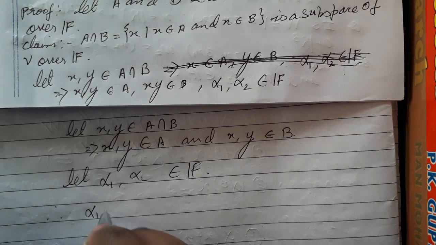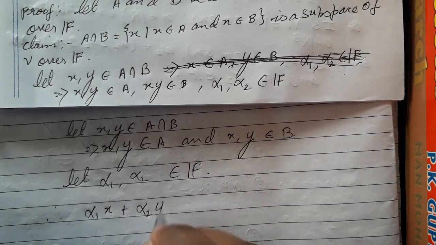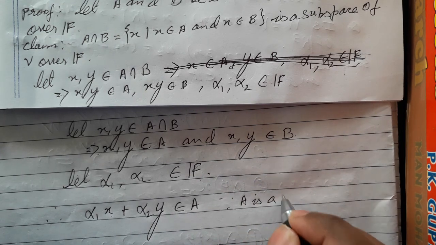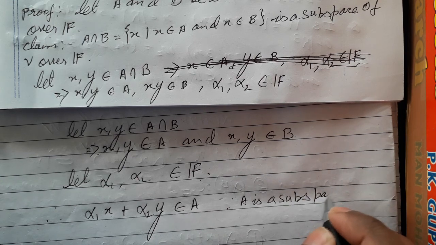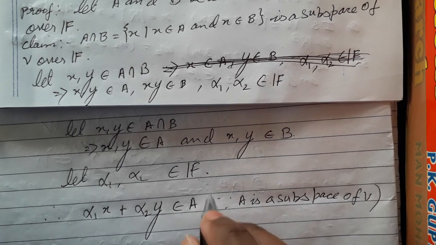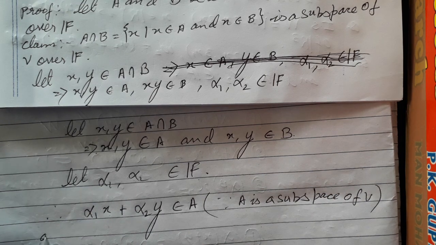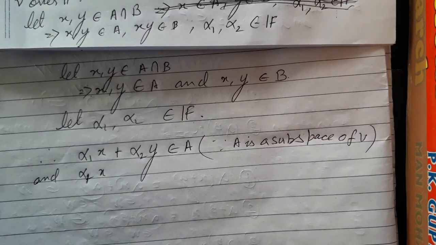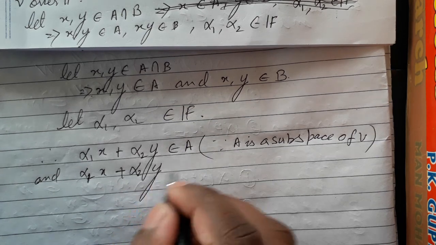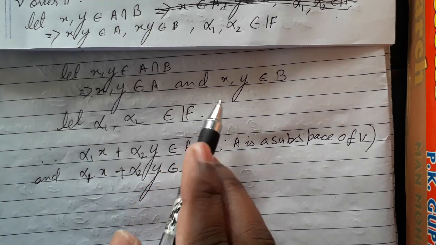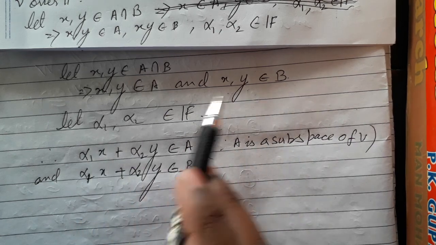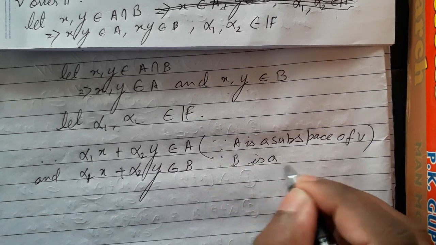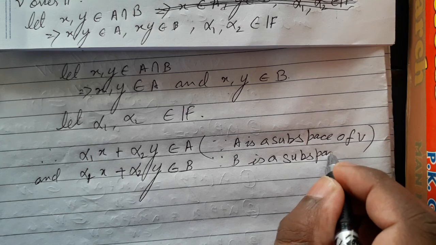Therefore, alpha 1 x plus alpha 2 y will belong to A, since A is a subspace of V. And alpha 1 x plus alpha 2 y will also belong to B, because x and y belong to B, so the linear combination also belongs to B, since B is a subspace of V.